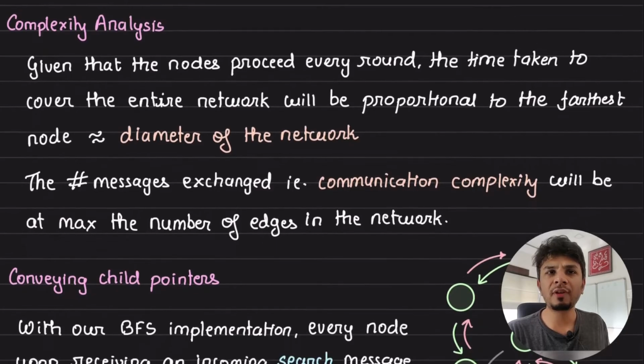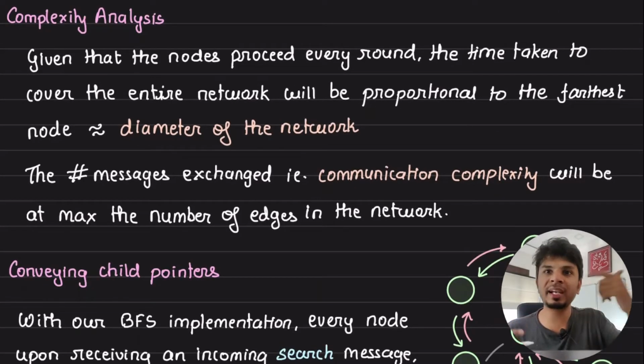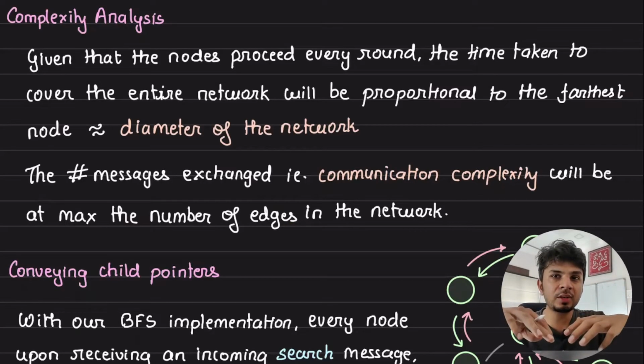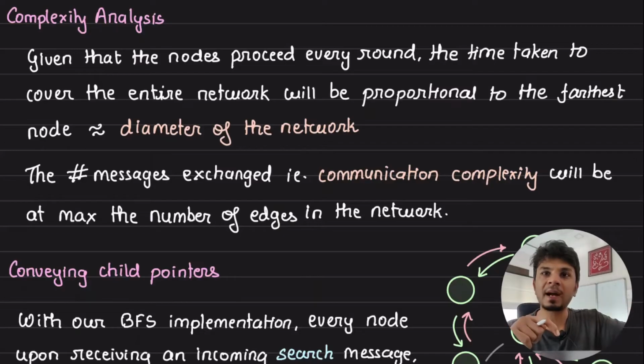And the number of messages that are exchanged, which is the communication complexity, will be what? We are sending how many messages in each round? The number of outgoing edges from the nodes participating. And once a node participates, it does not participate again. So the overall communication complexity, which is the number of messages exchanged, would be equal to the number of edges in the network. This is very different from our traditional graph algorithms on how we measure complexity. In distributed systems, we do it with time complexity and communication complexity.